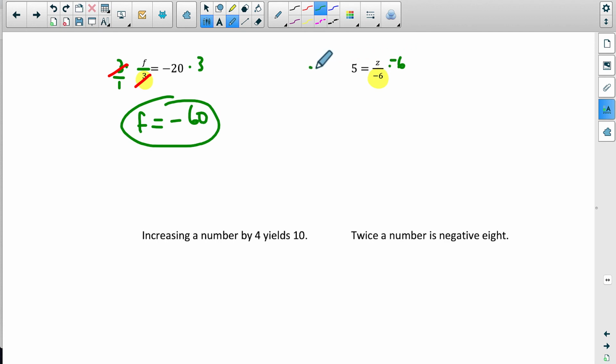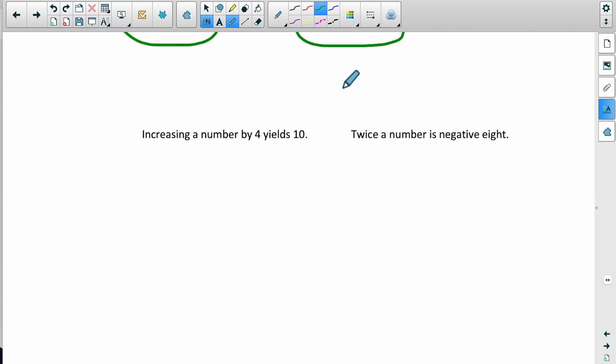What you do to one side, do to the other side. So negative 6 times 5. These can now cancel out completely, which leaves you with just z on the right-hand side. Perfect. And on the other side, you have a negative times a positive, which is negative, and 6 times 5 is 30. Okay, a couple word problems to finish off.